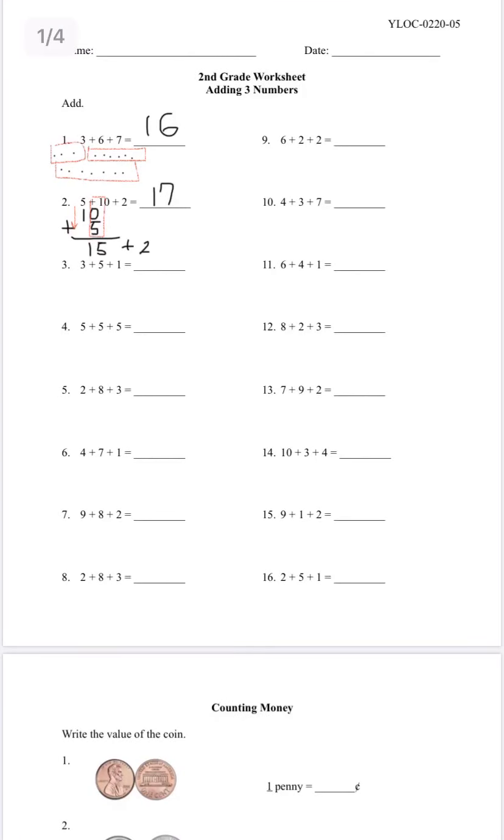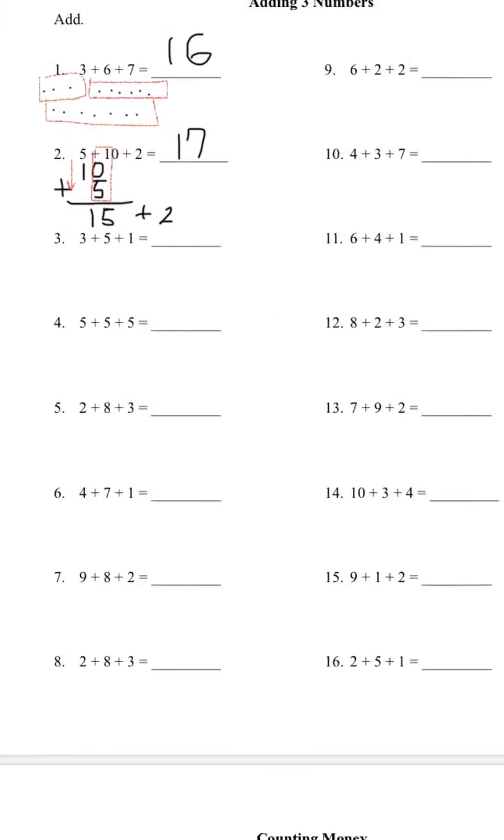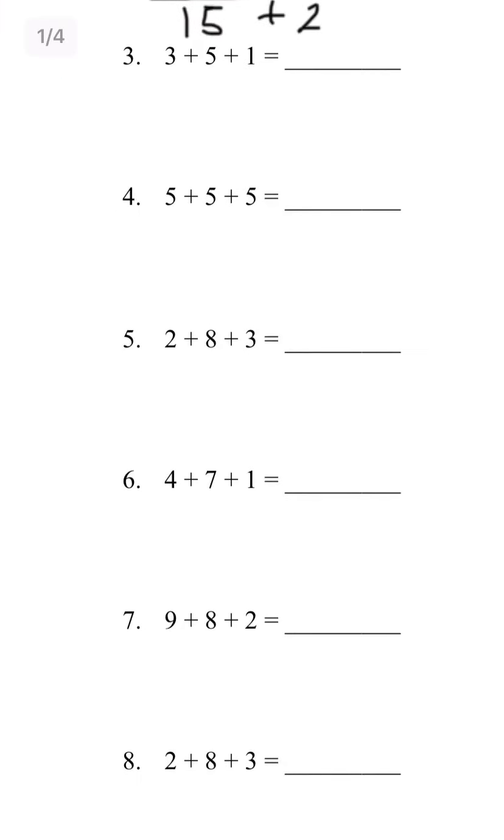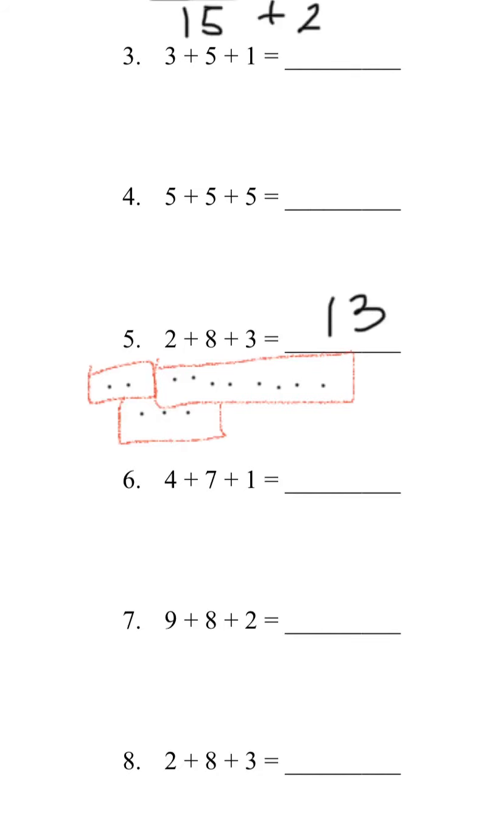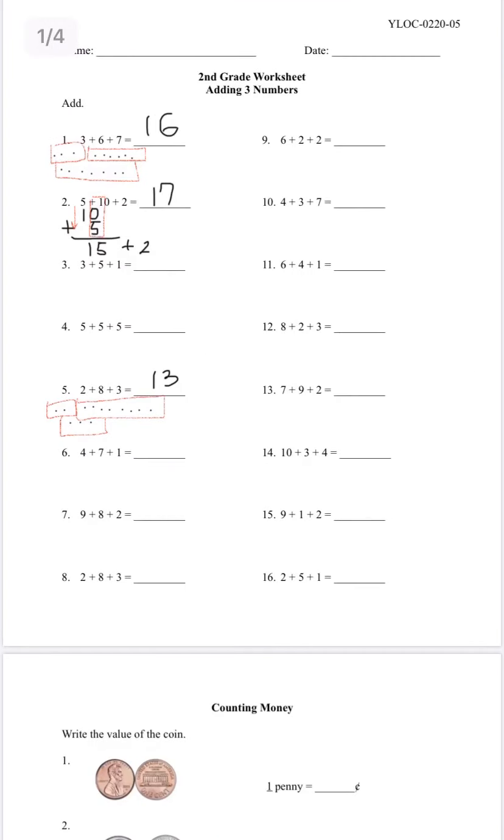Let's try number 5, okay? 2 plus 8 plus 3. 1, 2, 1, 2, 3, 4, 5, 6, 7, 8. And then 1, 2, 3, oh, sorry. Okay, so we're going to count 1, 2, 3, 4, 5, 6, 7, 8, 9, 10, 11, 12, 13. Our answer is 13.